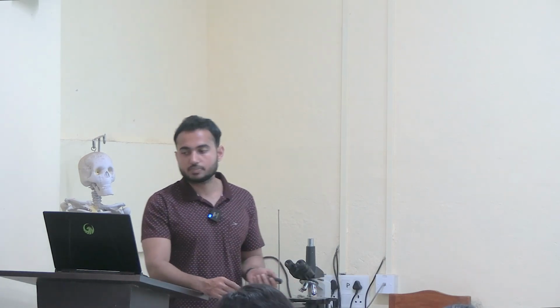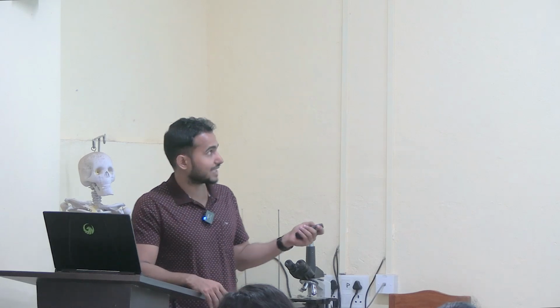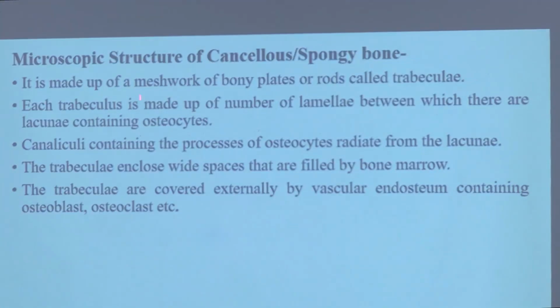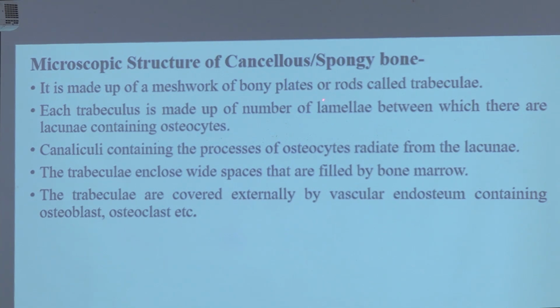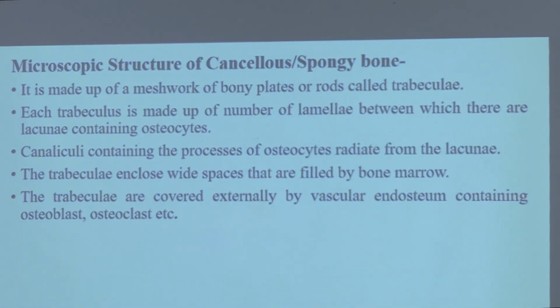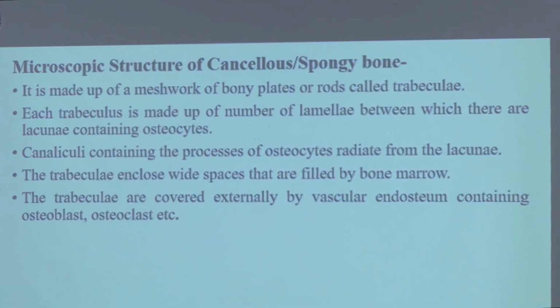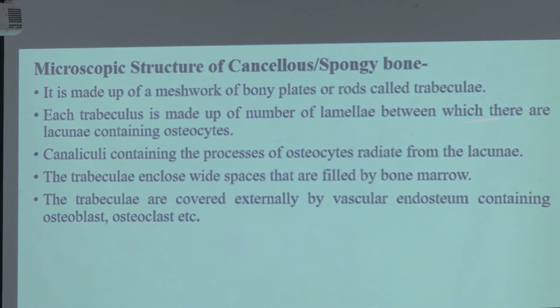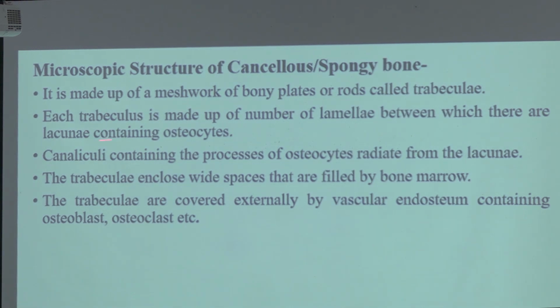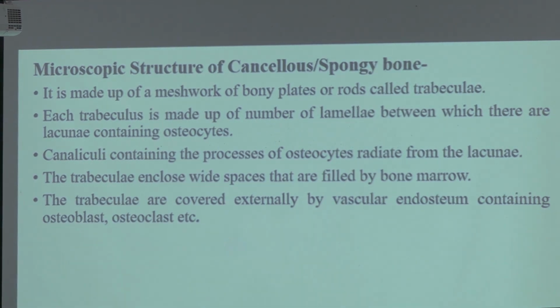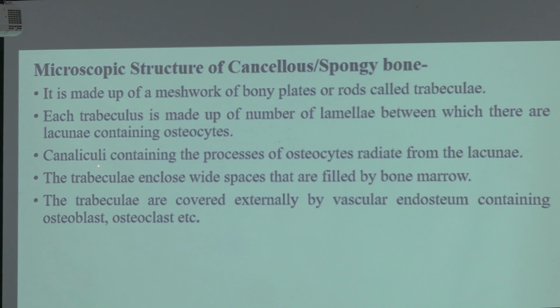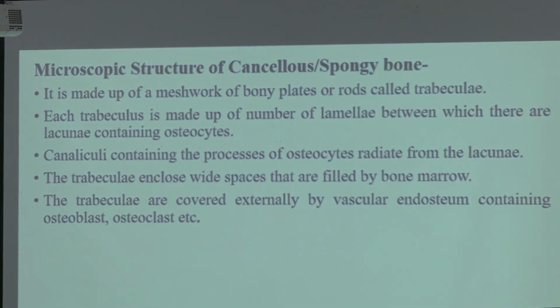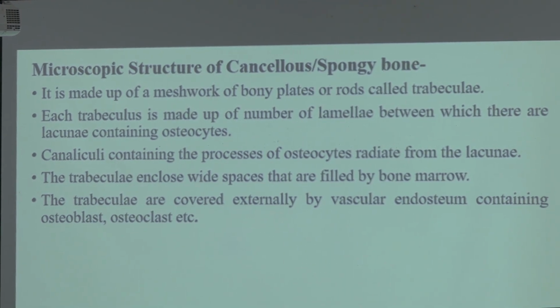So first, the microscopic structure of the cancellous or the spongy bone. It is made up of a meshwork of bony plates or rods, that is called trabeculae. So the trabecular arrangement I have already shown you. Okay. So each trabeculus is made up of a number of lamellae, between which there are spaces, that is called lacunae, in which osteocytes are present. Now the canaliculi are there, containing the processes of the osteocytes that radiate from the lacunae.